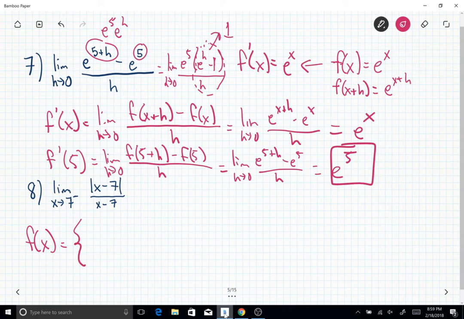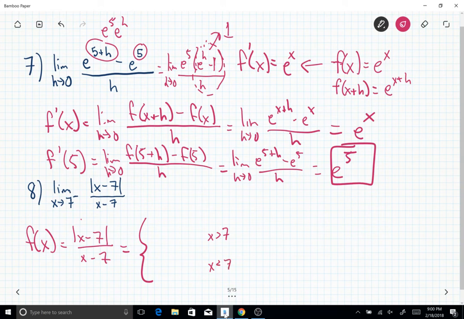So first off, if f of x equals the absolute value of x minus 7 over x minus 7, anytime you see an absolute value, that's a piecewise function. Usually the absolute value of x is broken off at 0, so we've shifted 7 units. And notice we can't equal 7 because the denominator would equal 0. So what we'll have is x greater than 7 and x less than 7.